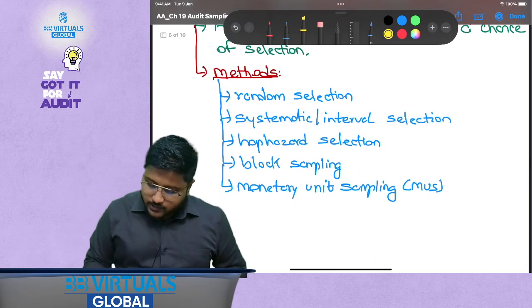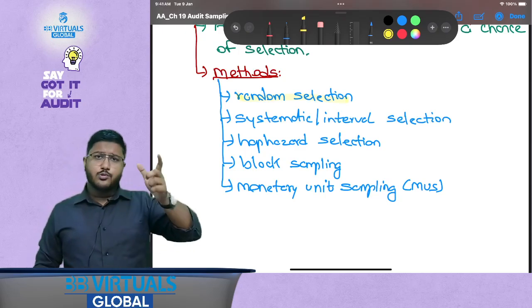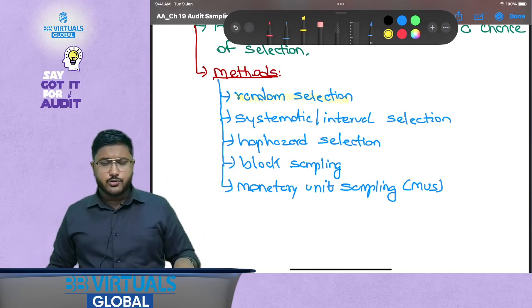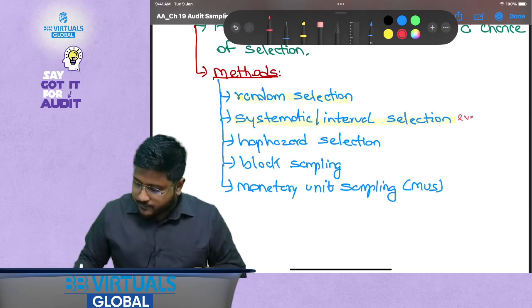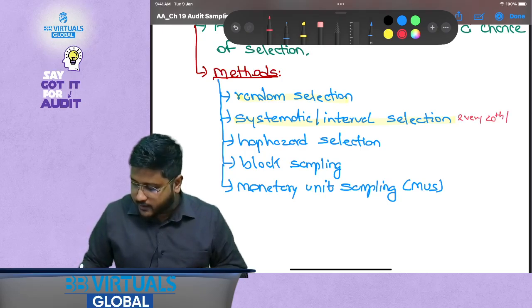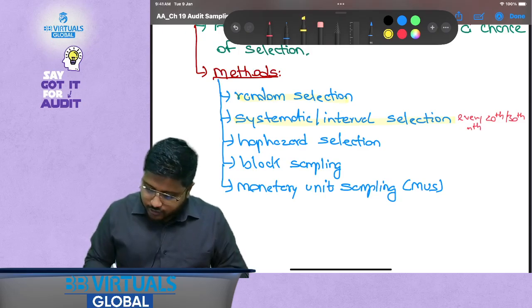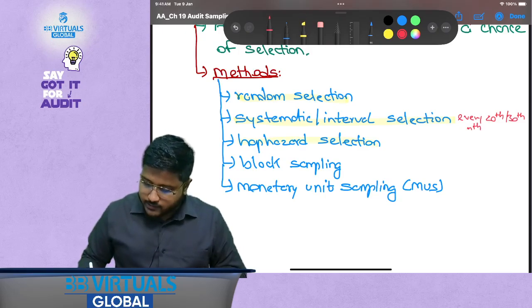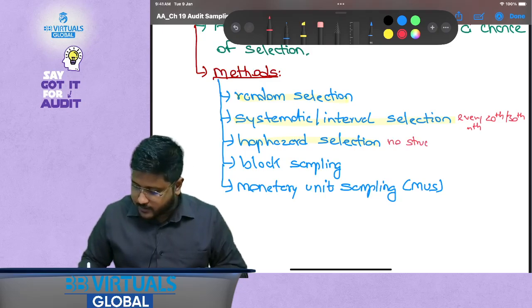Okay, now methods. Random selection could be there. Random selection, as in some tool could be used, or the auditor could select on professional judgment. Systematic or interval selection, every 20th item could be there. Say every 20th, every 30th item, every nth interval. Then haphazard selection could be there. Haphazard selection means what? That there is no structure, no structured method.